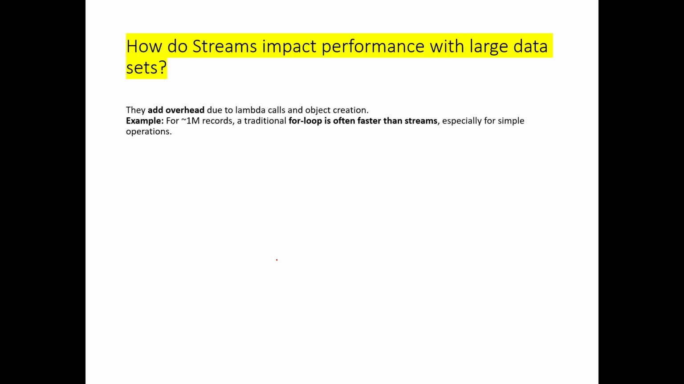Next question. How do streams impact performance with large data sets? Whenever we have large data sets, stream performance will be impacted. I told you, whenever we have around millions of records, at that time we should use for loops instead of streams, because for loops will be faster. In streams we have overhead due to lambda calls and object creations. So if more data is there, wisely you use for loops, not streams.